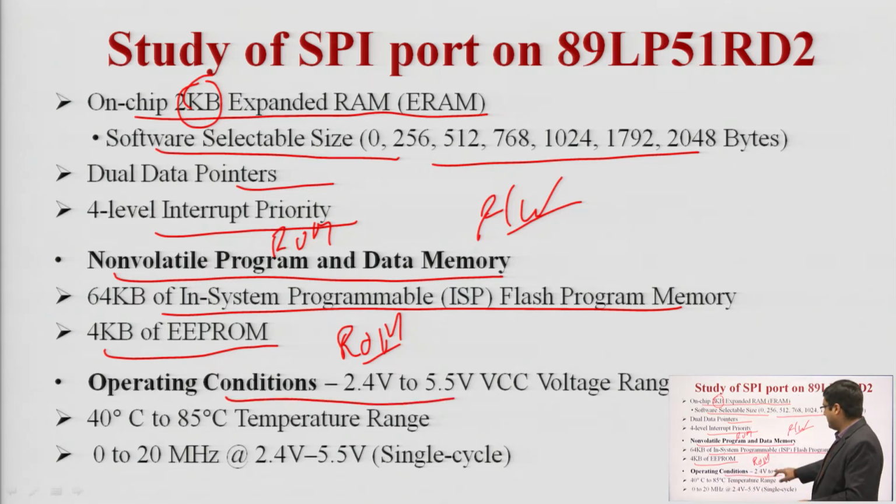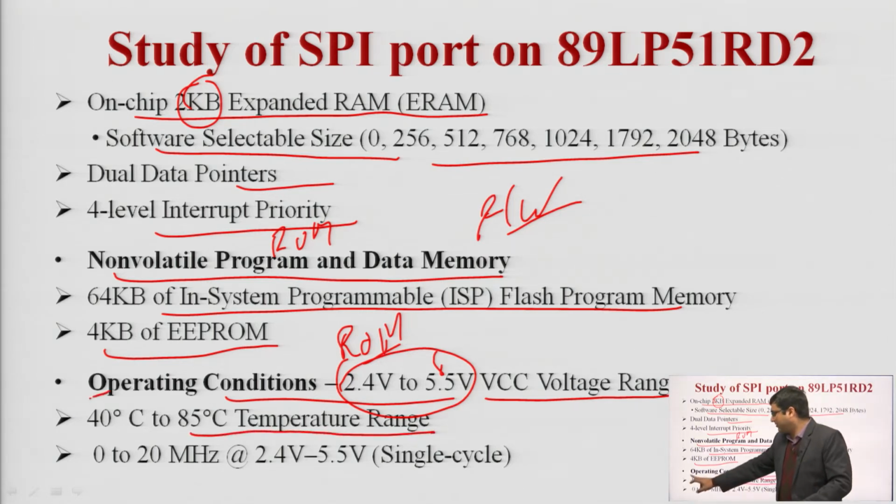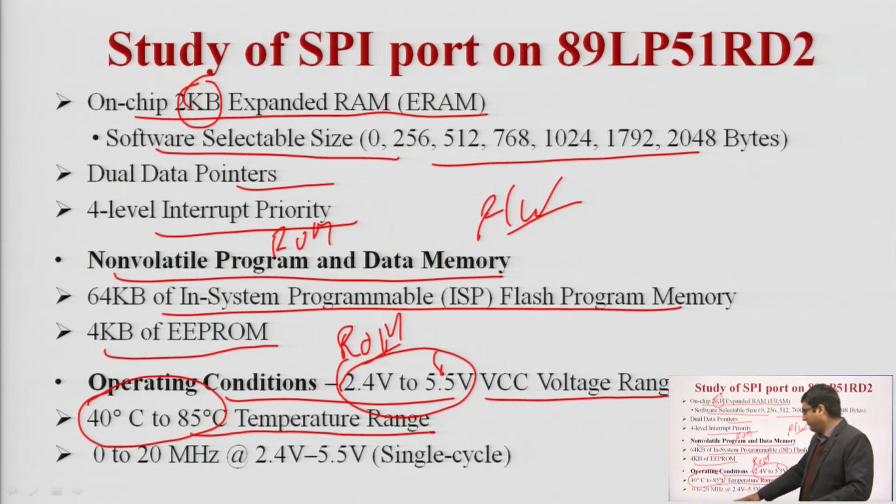It has operating conditions of a 2.4 volt to 5.5 volt VCC voltage range. This is the range of the 89LP51RD2. In this range it will work fine, that is, from 2.4 to 5.5. Beyond 5.5 and below 2.4 volt it will not work. After that we have a minus 40 degree Celsius to 85 degree Celsius temperature range. Within this range it will work fine, and we have 0 to 20 megahertz in a single cycle. It has clock pulses. So these are the features of the 89LP51RD2.